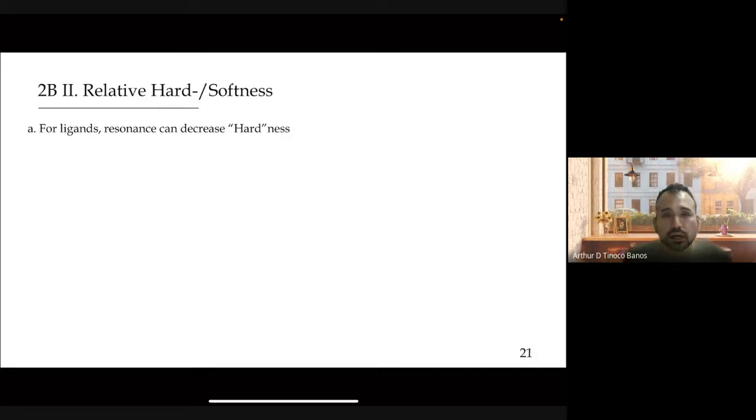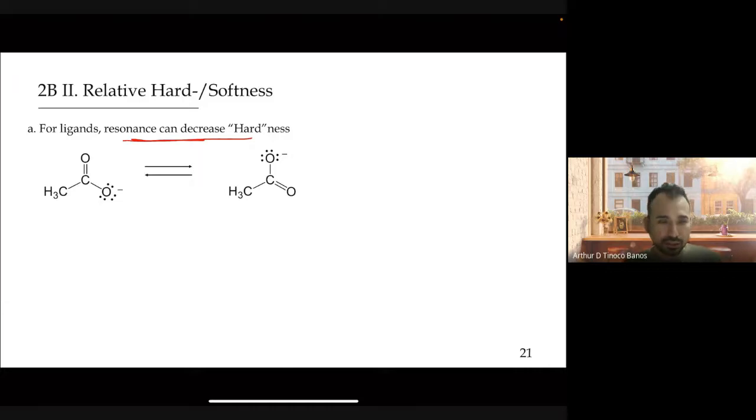Something that can really alter or fine-tune the relative hardness of a ligand is if you see resonance present. So resonance can actually decrease the relative hardness of a ligand. Let's look at this example here. We're focusing on this carboxylate type molecule. Here we see that a resonance can exist, where you have a double bond that is resonating within these two oxygens. So you see the double bond here and then the double bond over here. Okay? So you have this equilibrium between these two structures.